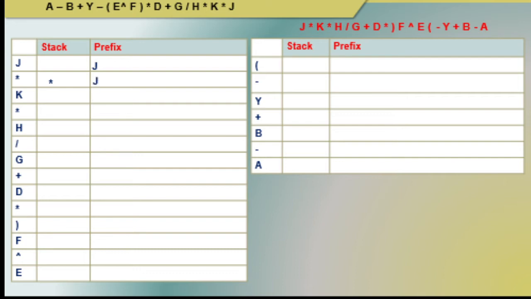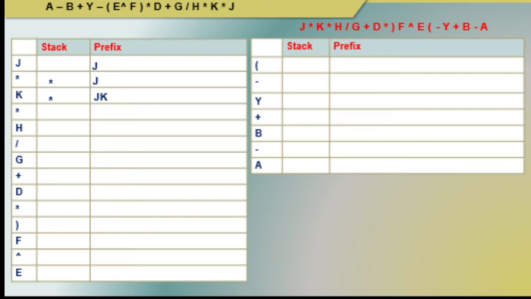And then the next one is K operand. So because this is an operand, we must write it in the output. So our stack still contains multiplication operator and our output now is J and K operands. Next we have multiplication operator. Our incoming operator is multiplication.